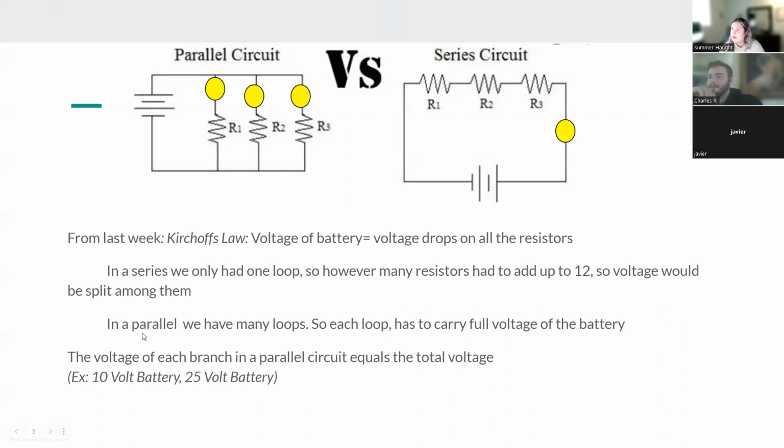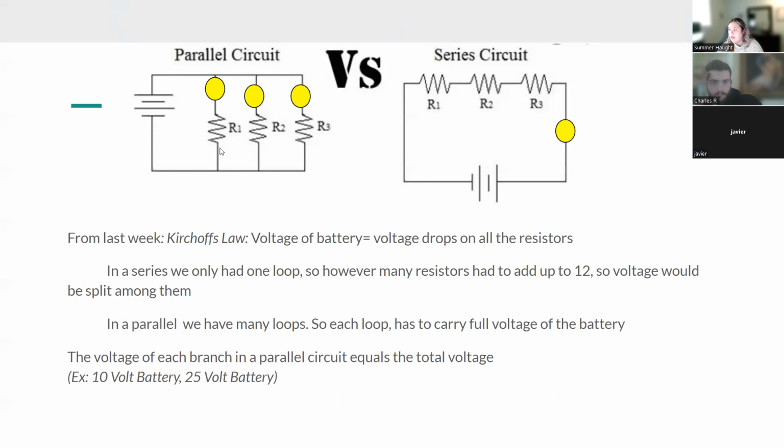But in a parallel circuit, we have many loops. Looking at this diagram, you can see my mouse here. This is a full loop, this is a full loop, and this is a full loop. So there are multiple pathways or multiple loops for electricity to flow, which means that each of those loops has to carry the full voltage of the battery, which makes sense, right? We need the same amount of voltage going through all of these different loops.